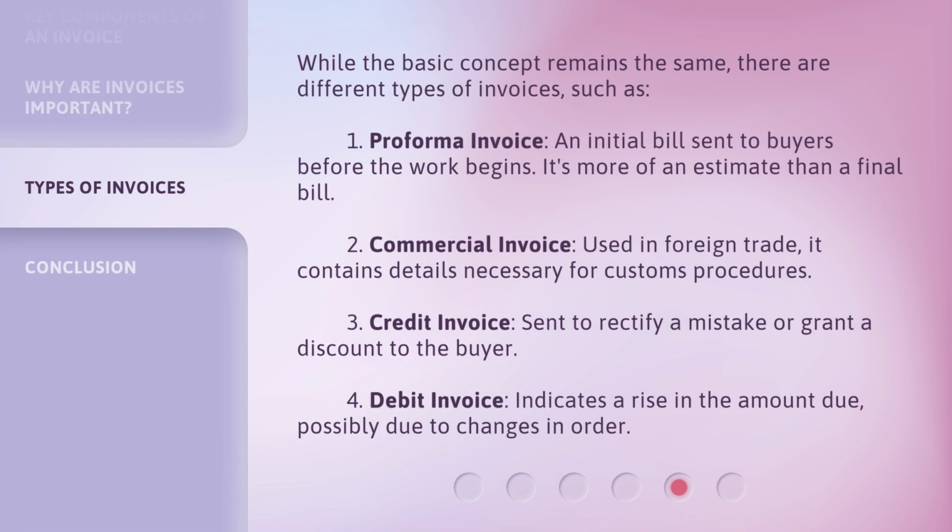While the basic concept remains the same, there are different types of invoices, such as 1. Pro forma invoice, an initial bill sent to buyers before the work begins. It's more of an estimate than a final bill. 2. Commercial invoice, used in foreign trade, it contains details necessary for customs procedures. 3. Credit invoice, sent to rectify a mistake or grant a discount to the buyer. 4. Debit invoice. Indicates a rise in the amount due, possibly due to changes in order.